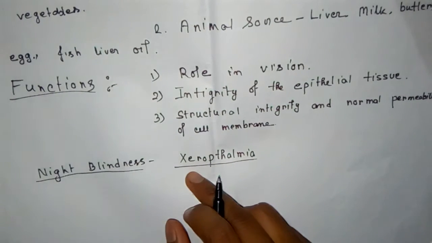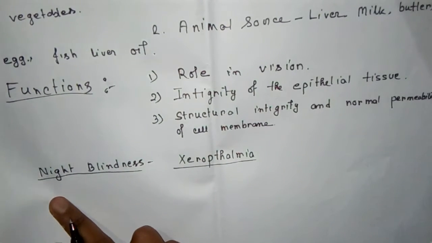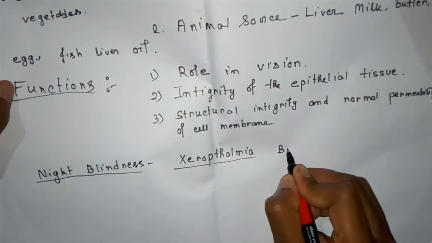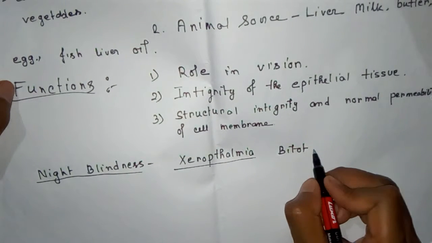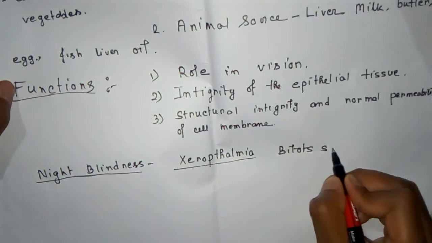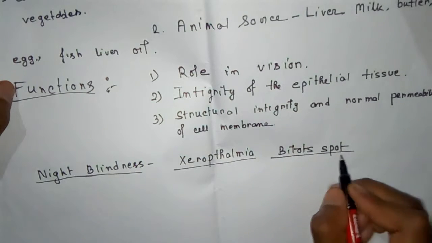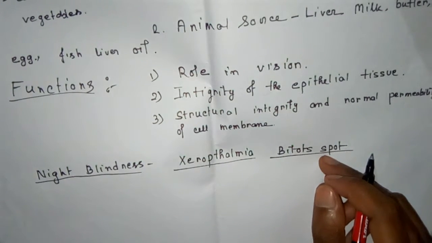Number one is night blindness, number two is xerophthalmia, and number three is the white hot spot, a gray white triangular plaque firmly attached to the conjunctiva. It is also an eye problem. So night blindness, xerophthalmia, and white hot spot are deficiency manifestations of vitamin A.